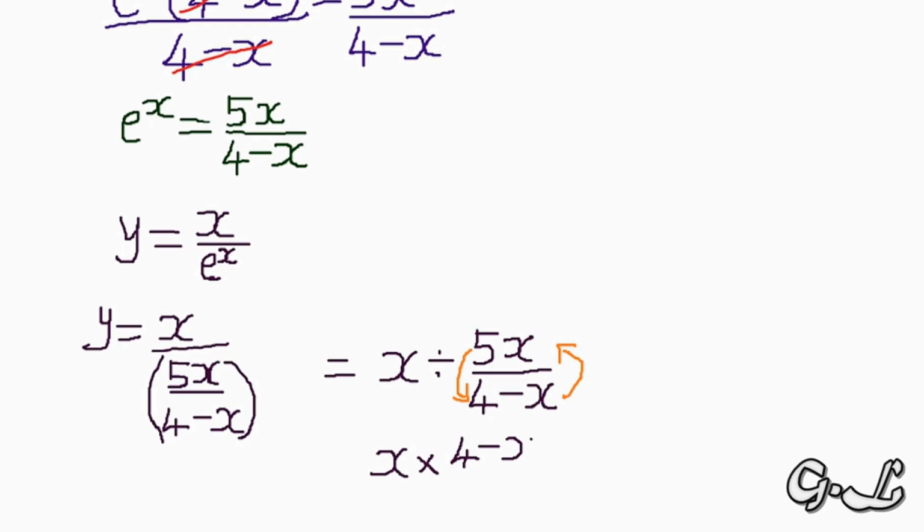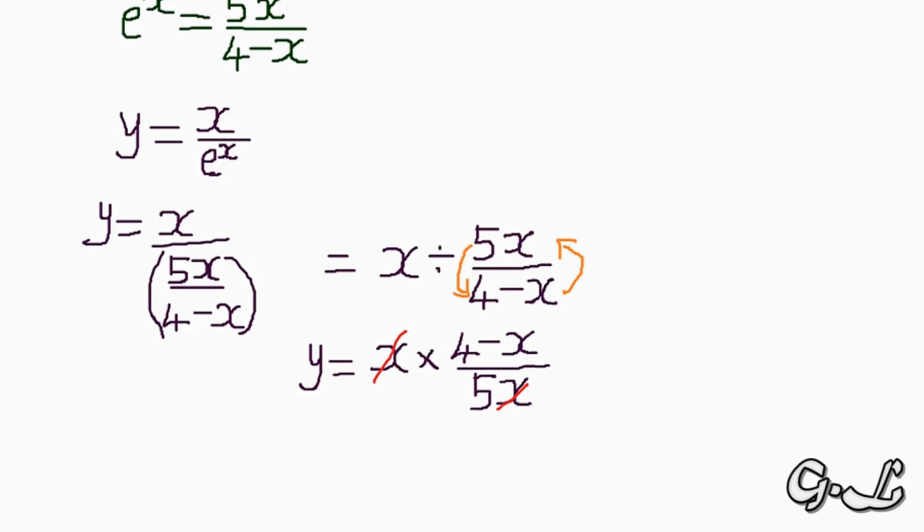And then when you check carefully, we have x as our numerator and we also have x as our denominator. So what we can do is that we can simply cancel out those two, because when you say x divided by x, it will simply give you the value of 1. So those two can cancel each other. So we are simply going to remain with y is equal to 4 minus x over 5.